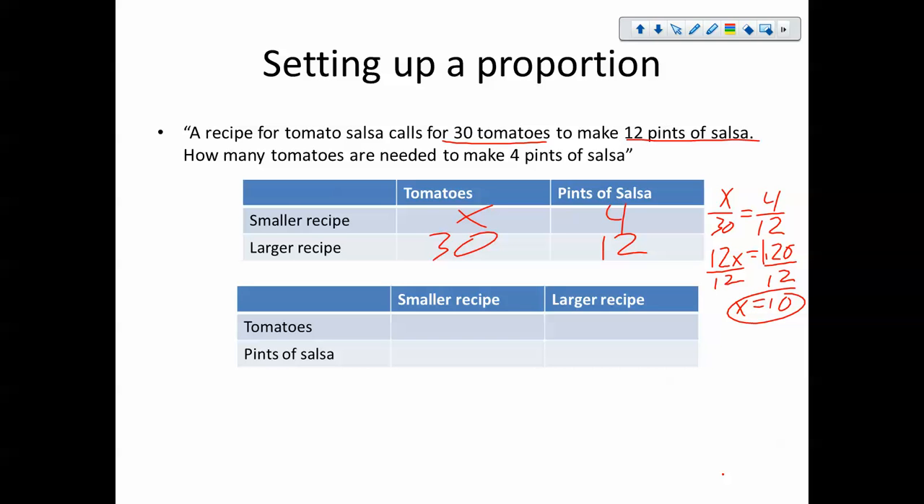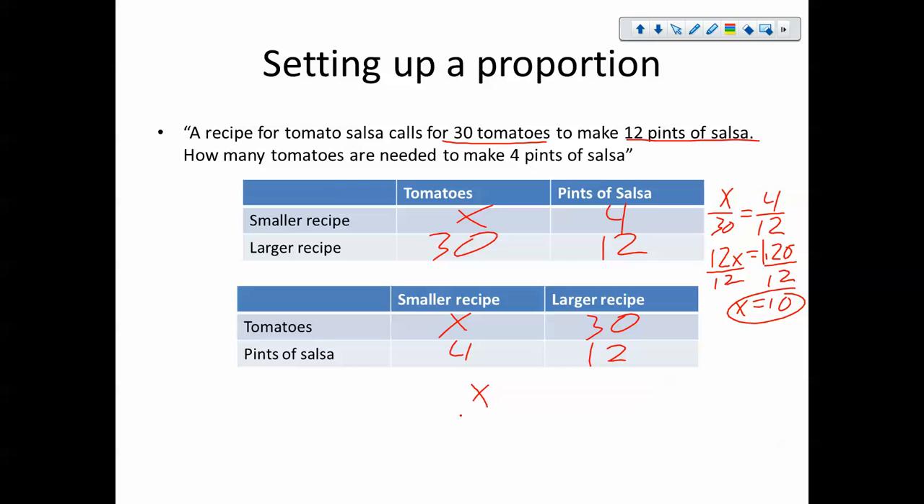So we need 10. Now I want to point out to you that it doesn't actually matter how we set this proportion up. We can change as long as we're consistent here, right? Notice that this one has the recipes on the left and the tomatoes and pints on top. But this one over here has tomatoes and pints on the left and the recipes on the top. Let's just fill in that same information here. The larger recipe calls for 30 tomatoes, and that makes 12 pints. And this one is 4, and how many tomatoes do I need for the smaller recipe?